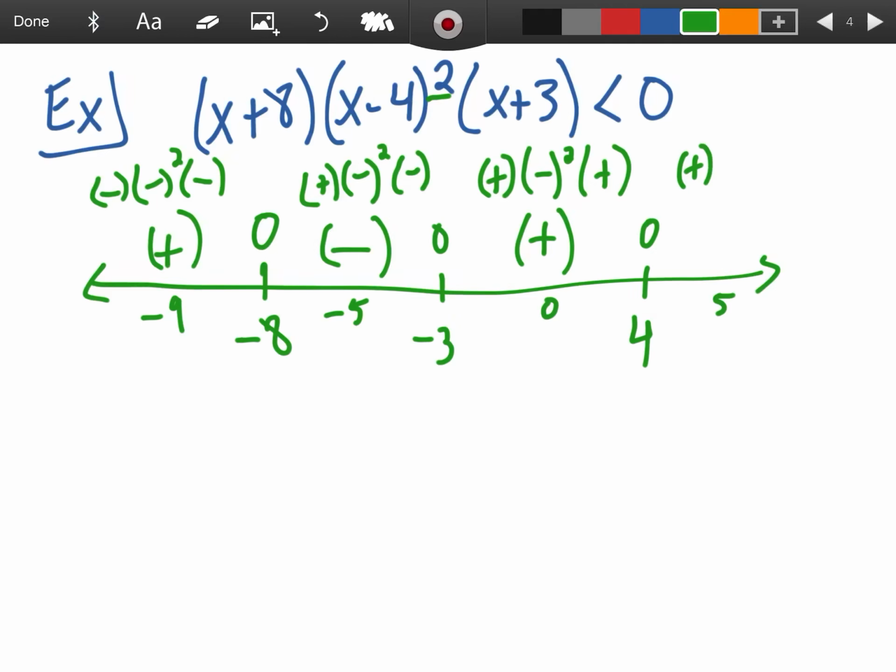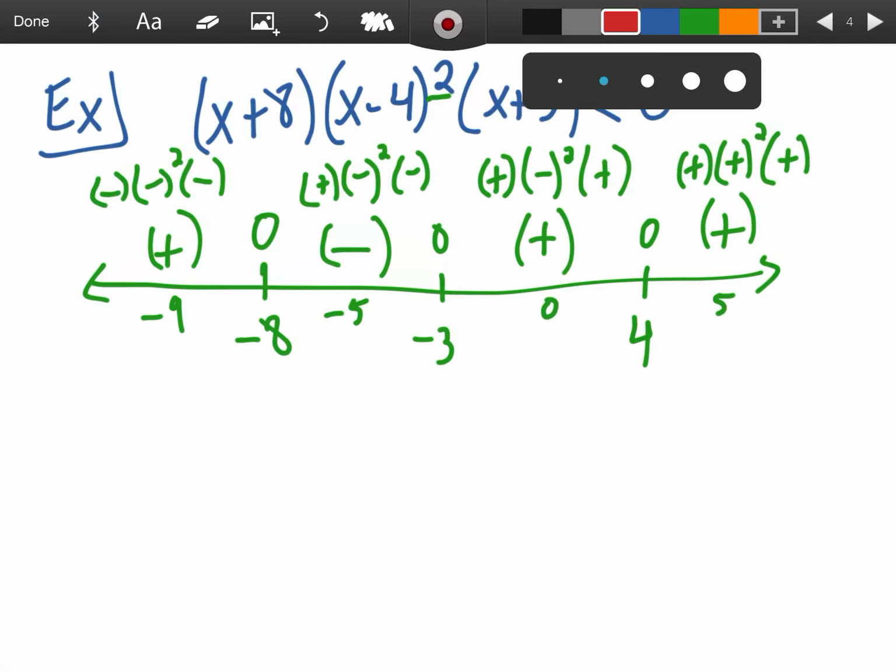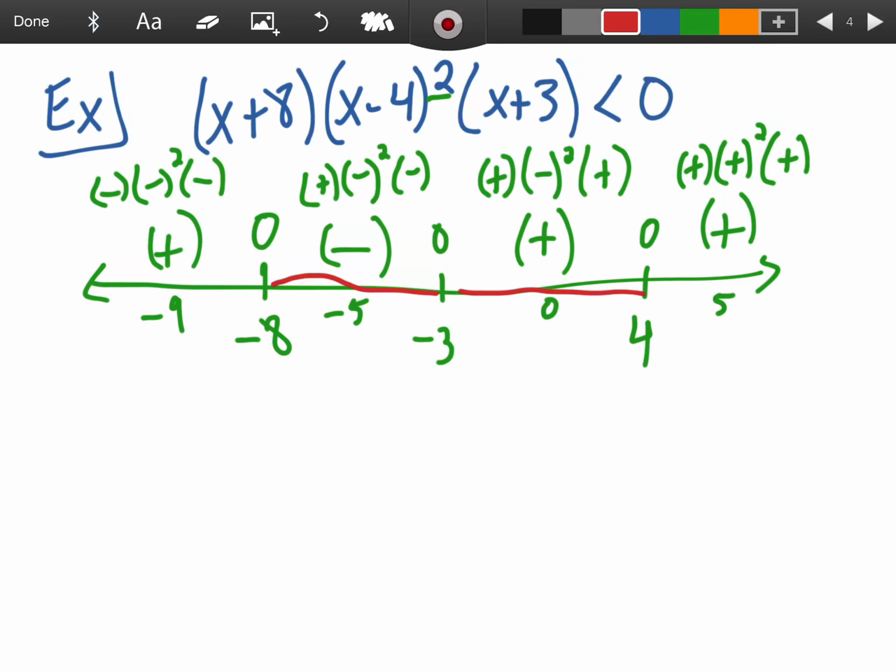And then if I plug in 5, I'll get positive, positive squared, which is positive, and positive. So all positives, making that positive as well. So now I can see, all right, this interval is positive. At -8, it equals 0. This interval between -8 and -3 is negative. At -3, it's 0. This interval between -3 and 4 is positive. And then this interval greater than 4 is positive.